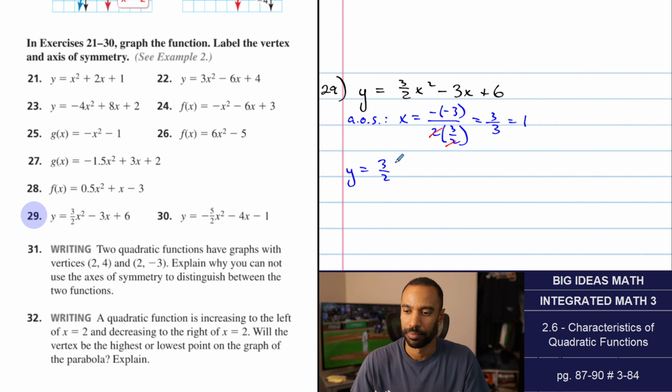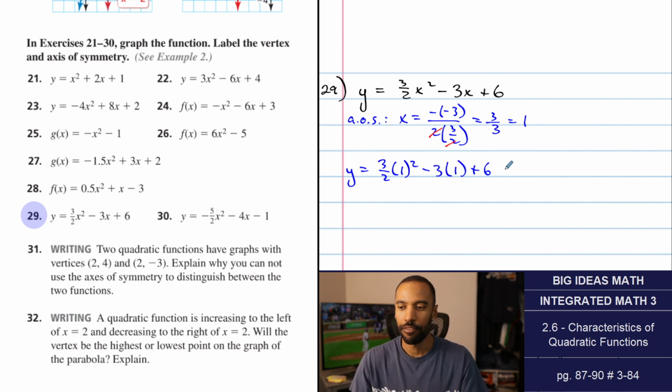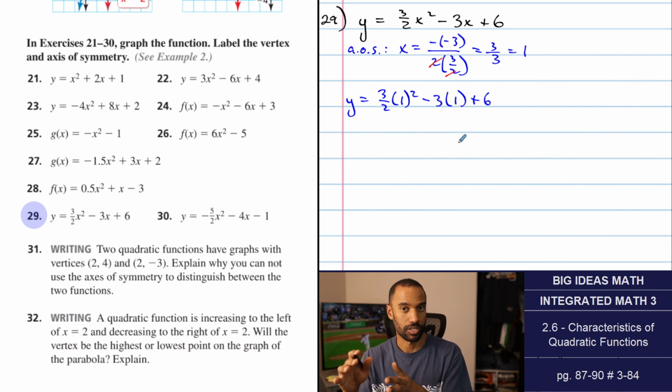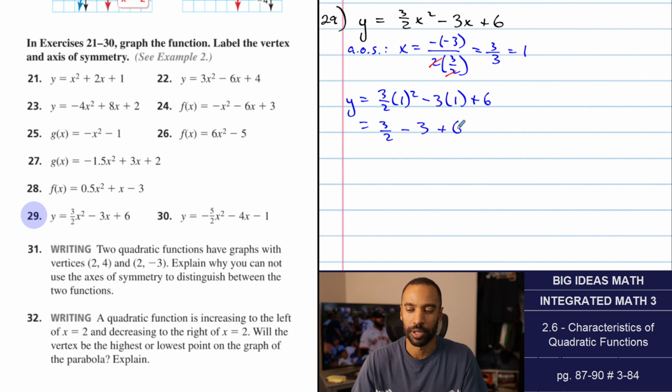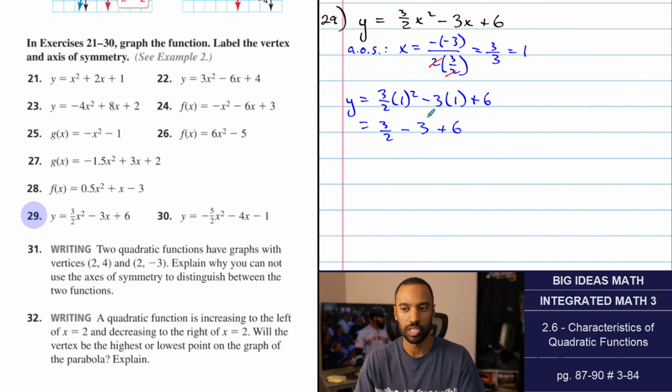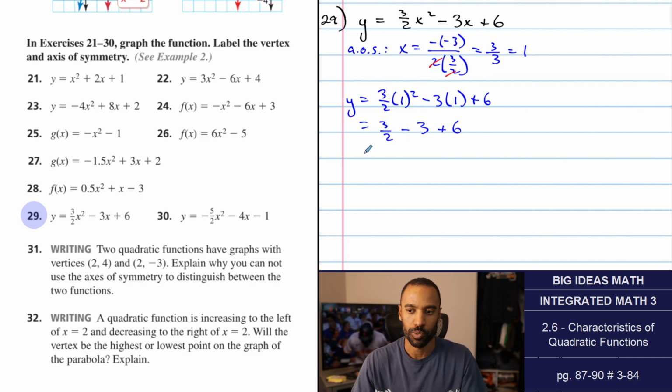Substitute 1 into here. Now, if you were intent on staying as fractions, I will, temporarily, maybe for the whole problem. This is 3 halves minus 3 plus 6. And you might be trying to go common denominator with this. Remember, 3 halves minus 3 is negative 3 halves, right? Now the plus 6, this is where you need a common denominator. 6 is 12 halves, so you get 9 halves.